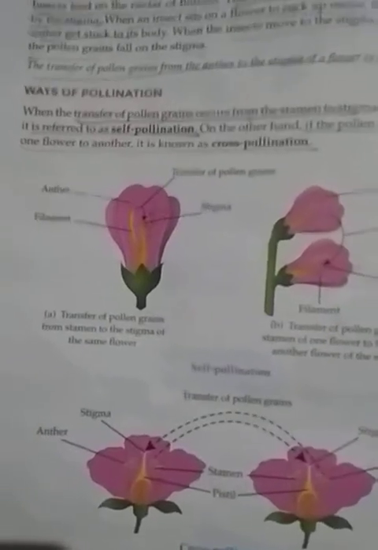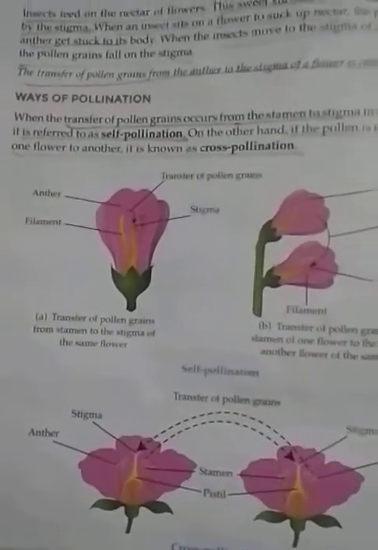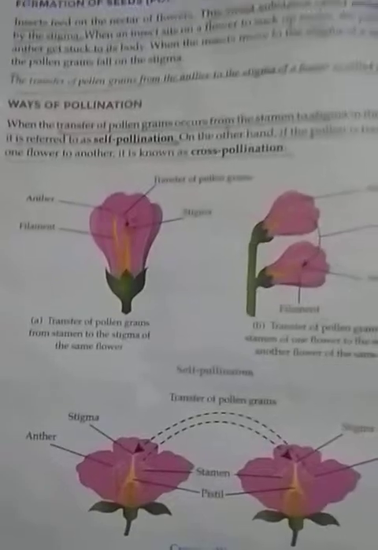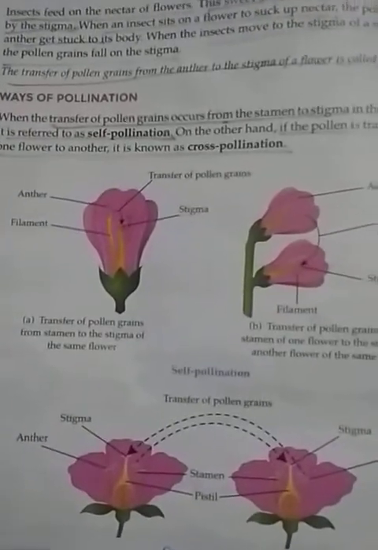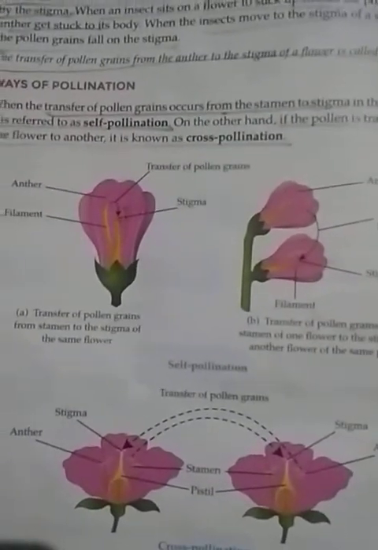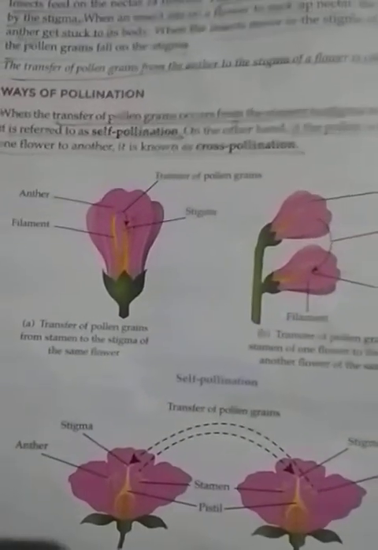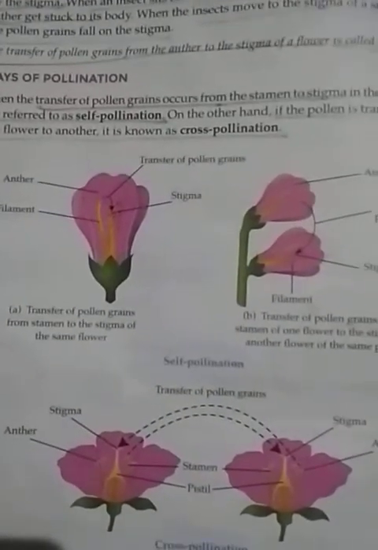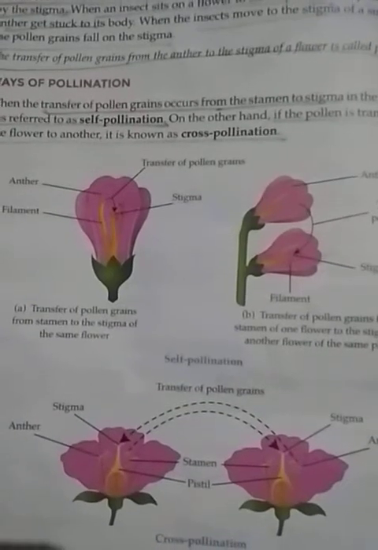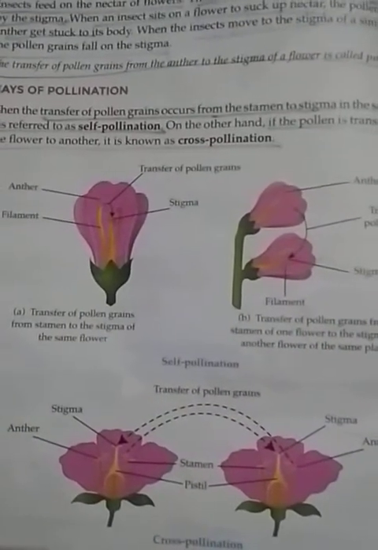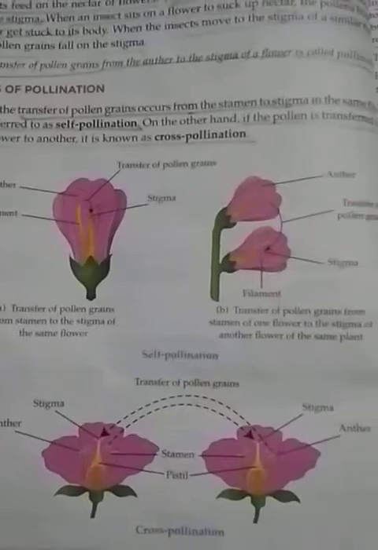The insect is not going to any different flower or different plant. It is transferring the pollens to the same flower or two different flowers of the same plant. In both cases, it is self-pollination. So, what is cross-pollination?